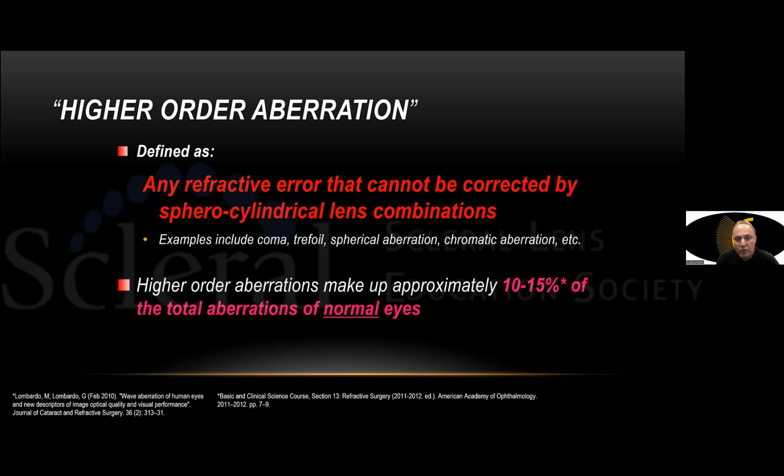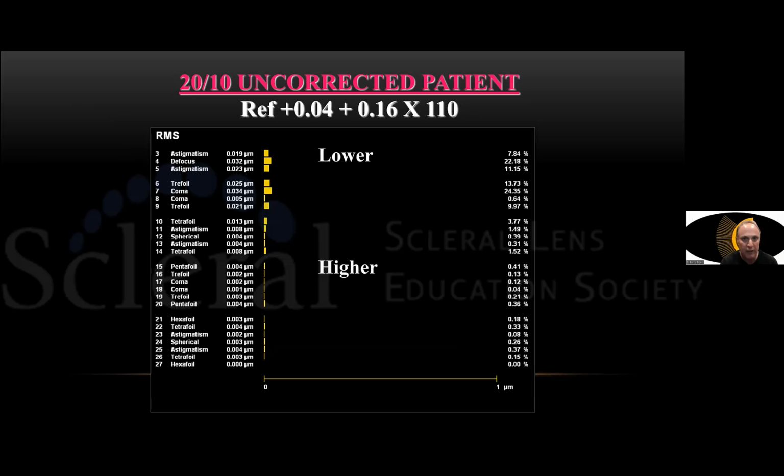Now, high order aberrations, interestingly enough, depending upon the studies we read, make up anywhere between 10 and 15% of total aberrations for normal eyes. For abnormal eyes they become much greater, but even in normal eyes, patients experience the effect of high order aberrations on their visual function.